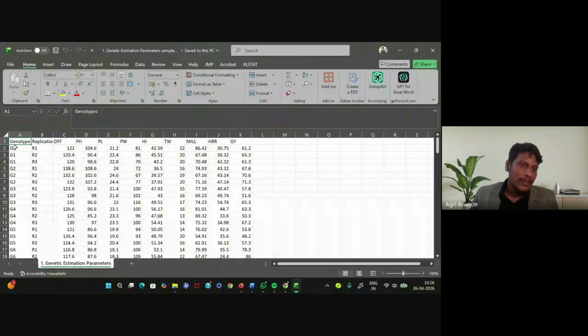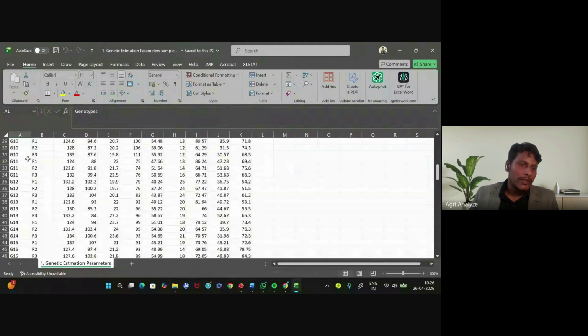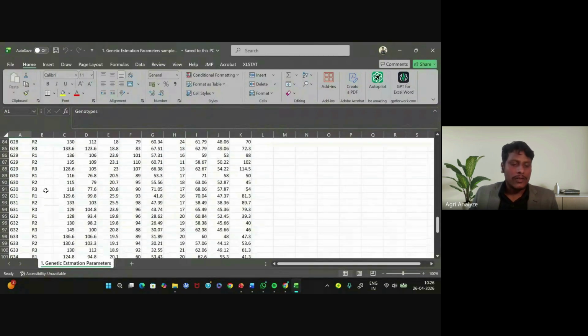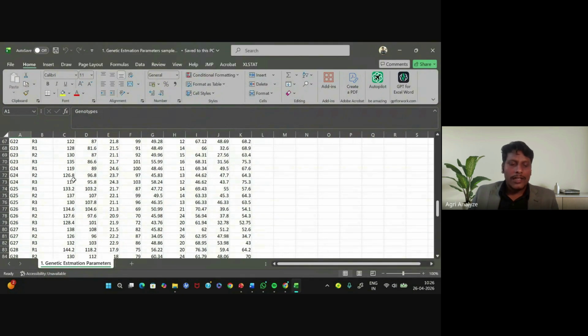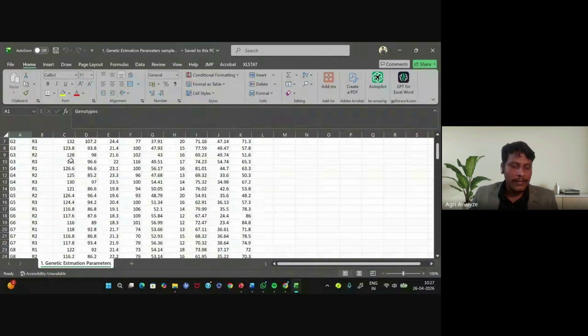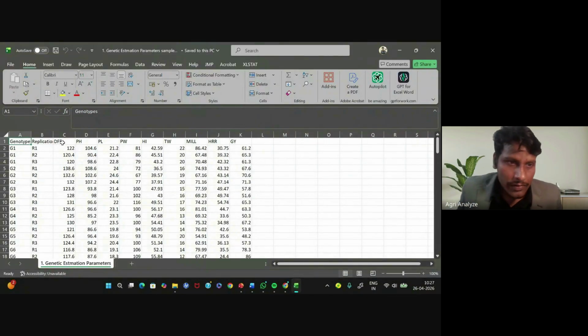These are the genotypes G1, G1, G1, and here the replications R1, R2, R3. Suppose you have 40 genotypes, then you must fill R1, R2, and R3. It means arrange your data in the same format shown in the file. One most important thing, keep in mind that the parameter names should be short, because the Agri Analyze application does not accept long names. Always keep this in mind. So here the codes are in very short form.